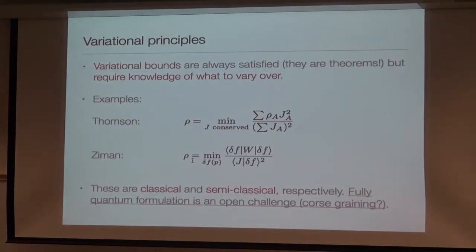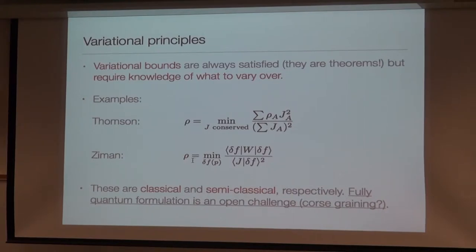This is a little tangential, but in case anyone wants to think, I think there's an interesting question here. The variational principles are theorems, so those are definitely just true. However, to formulate a variational principle, you need to know what to vary over. In Thompson's version, which is classical, of course, from the 19th century, you vary over the currents going through each bit of wire. That's a classical degree of freedom.